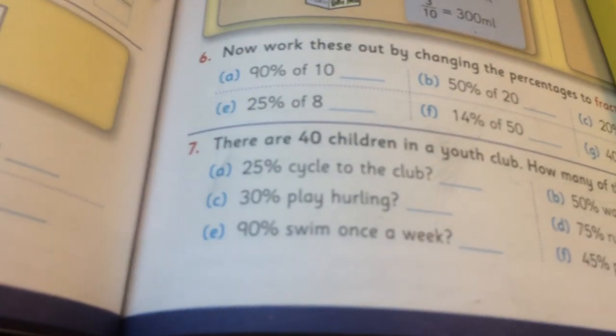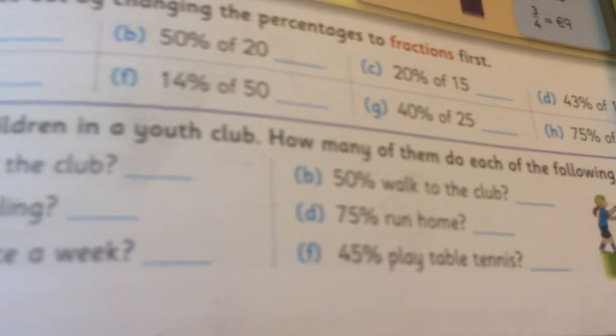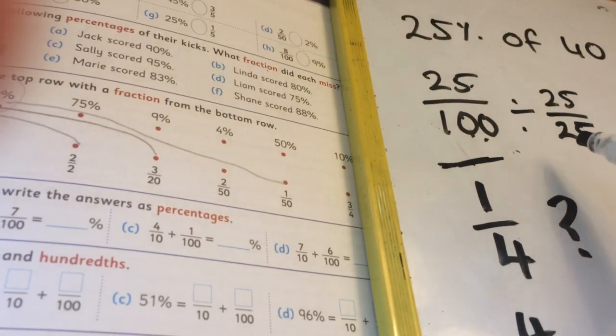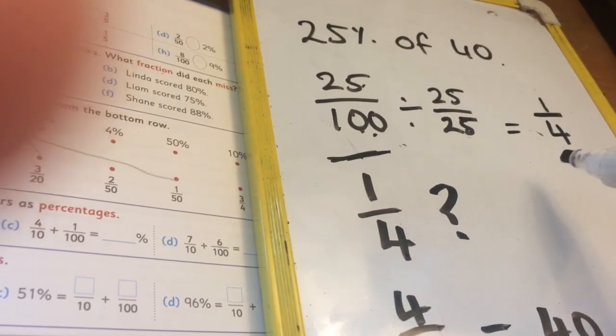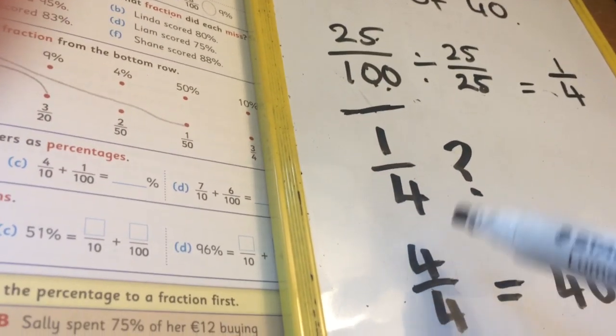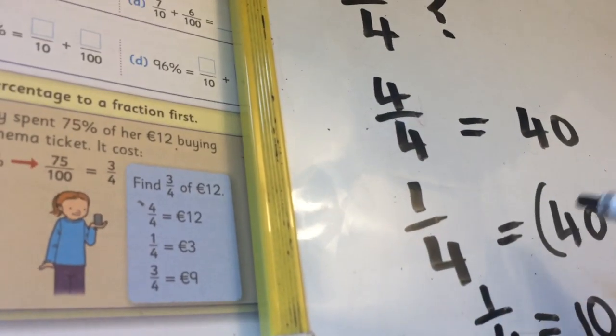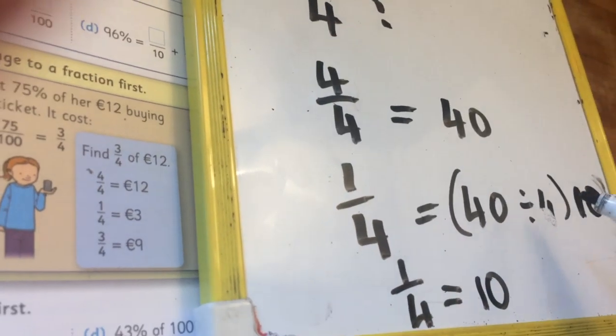Okay, try those out, guys. See how you get on. First of all, find your fraction, which is your hundredths, and simplify it, make it smaller. And then you say if 4/4 of it is 40, for instance, then 1/4 of it would be 40 divided by 4.